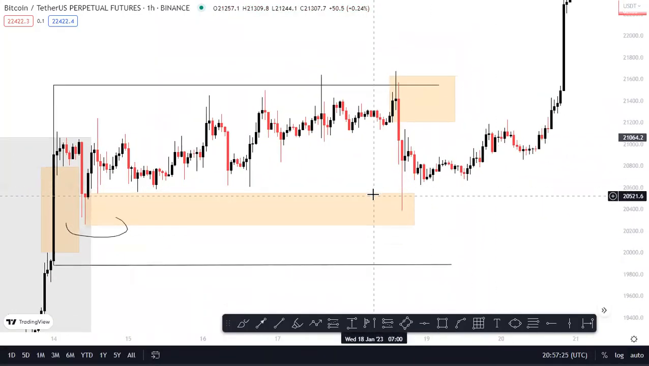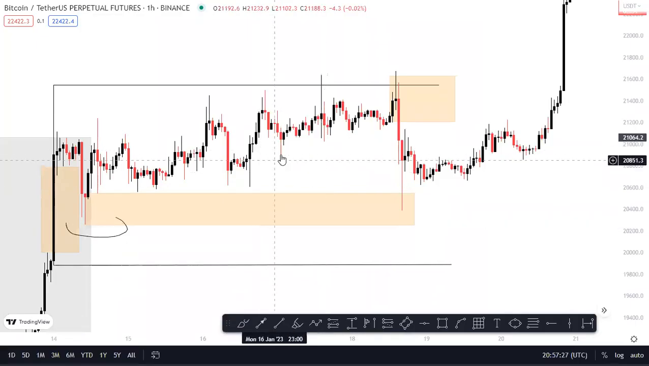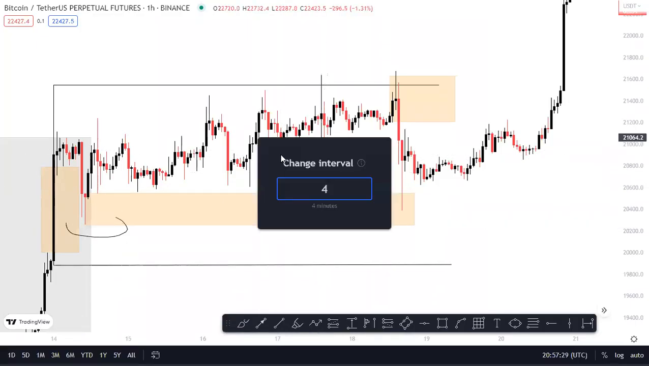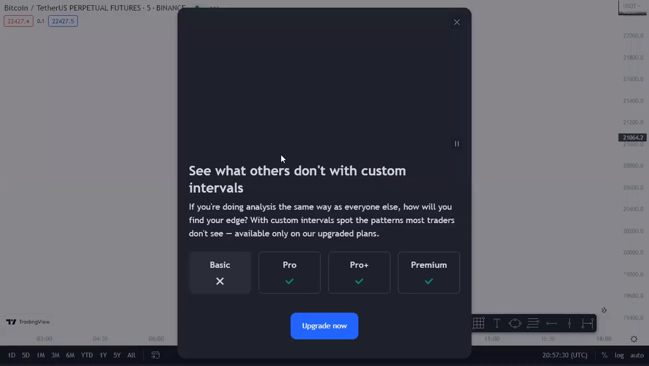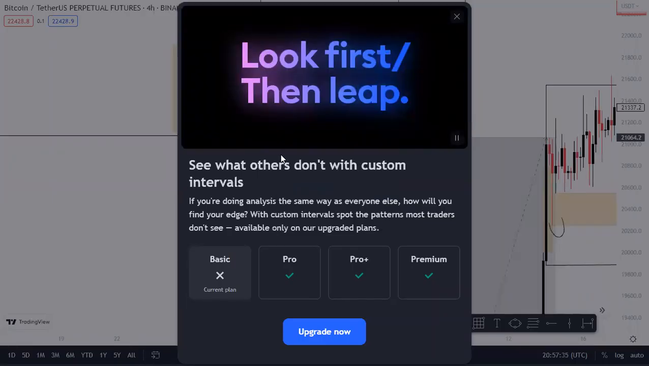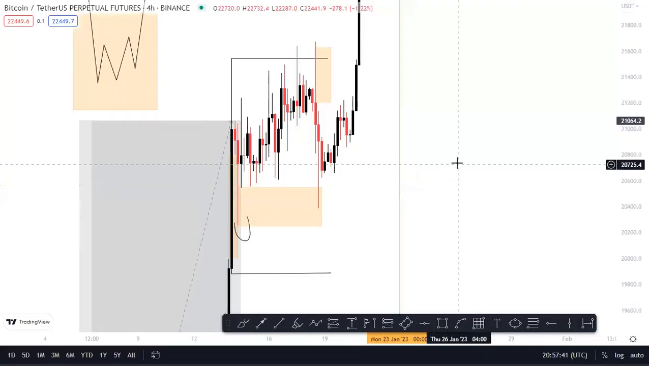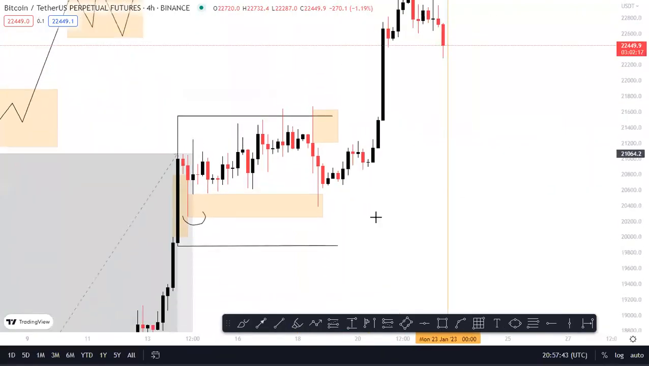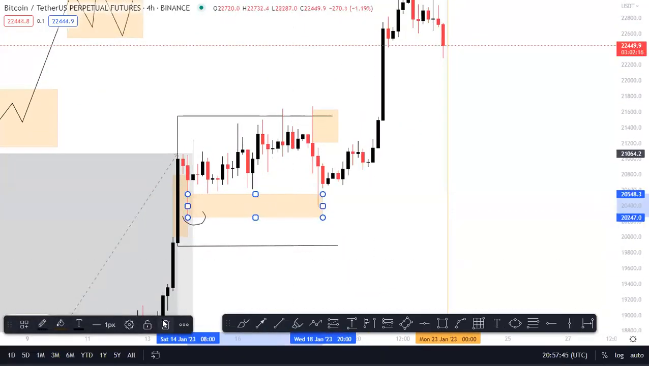Okay, so I was saying something, right? When you go to 4 hour time frame, we can't actually tell the details of what's happening here, right? We can't tell the details.